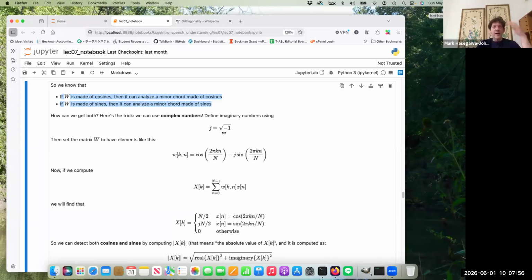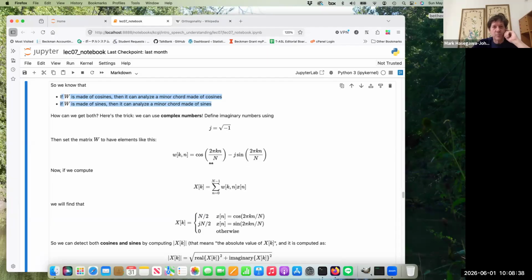Complex numbers means we create an imaginary signal. We have the real signal, cosine of 2 pi kn over capital N, and we'll create an imaginary signal, j times the sine of 2 pi kn over capital N, where j is the square root of minus 1. This is an imaginary number. This number doesn't exist in the real world, but we can make it exist on the computer. On the computer, we simply say, let j equal the square root of minus 1, and then create a W matrix where I have cosine of 2 pi kn over capital N minus j times the sine of 2 pi kn over capital N.